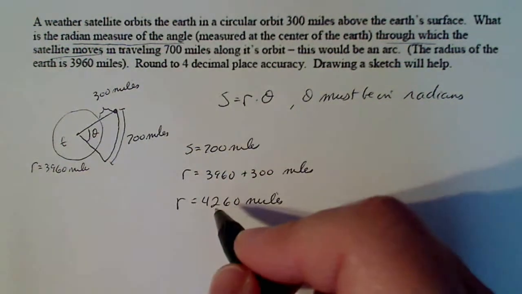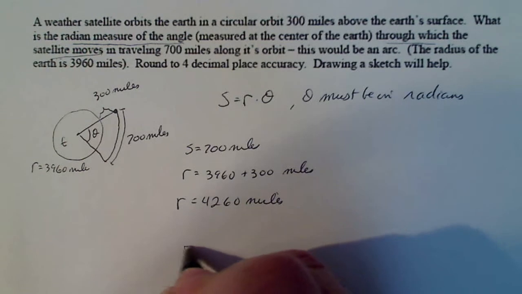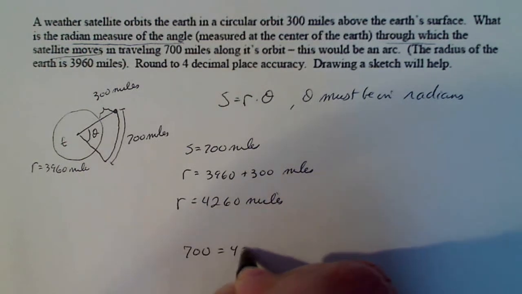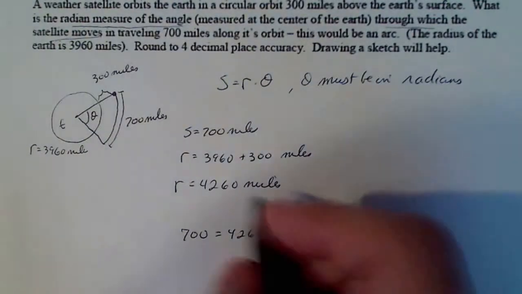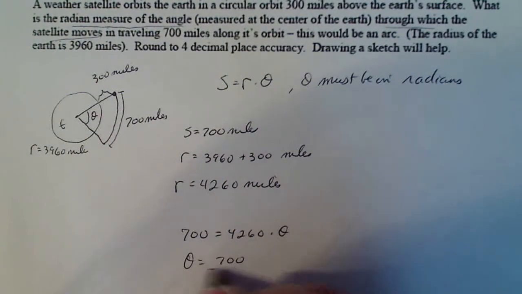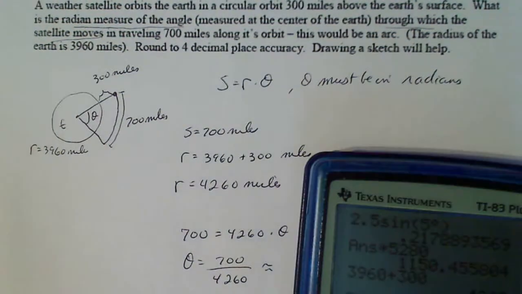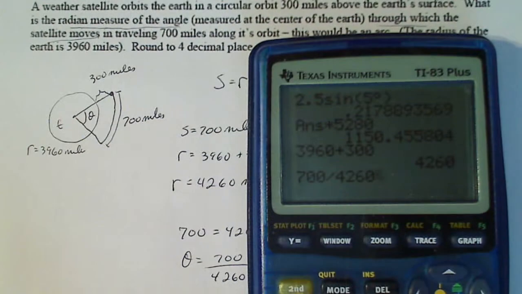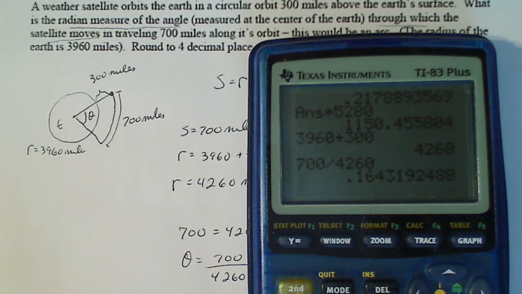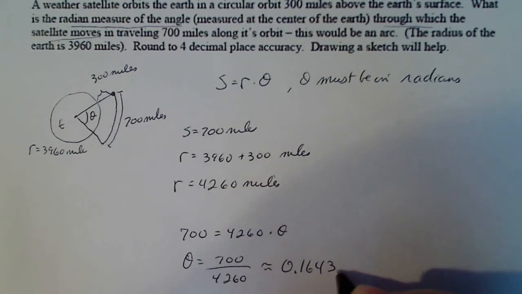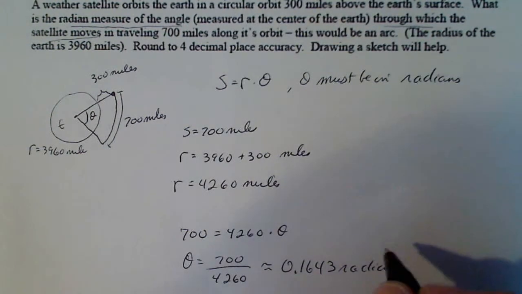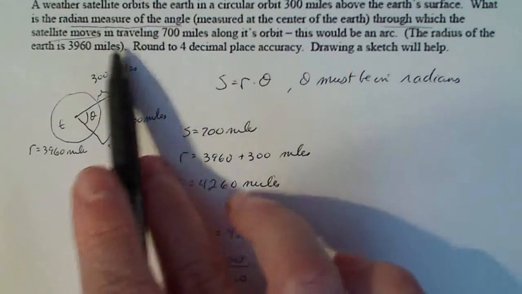So I'm going to put all these numbers in the formula. So I have 700 equals 4260 times theta. And I want to solve for theta. So theta is 700 divided by 4260, which turns out to be approximately 0.1643 radians.